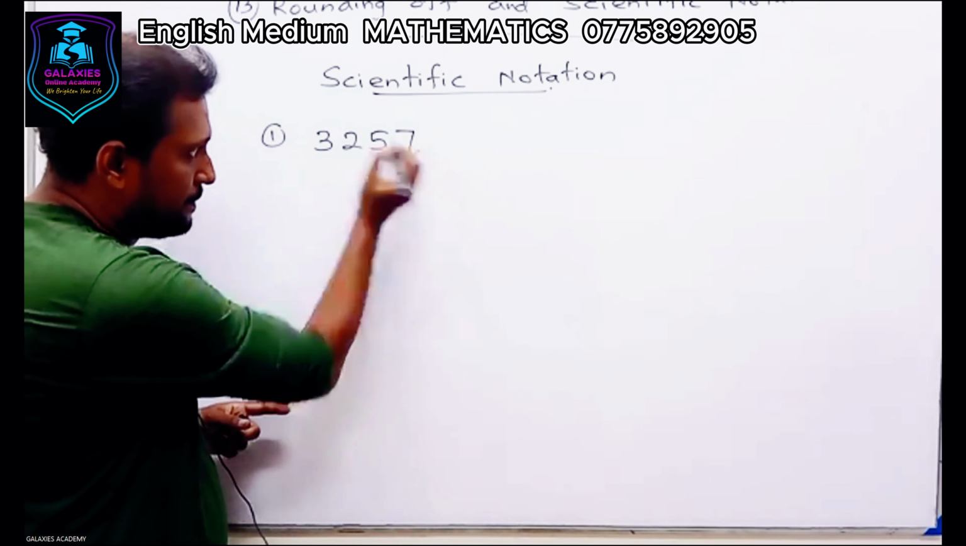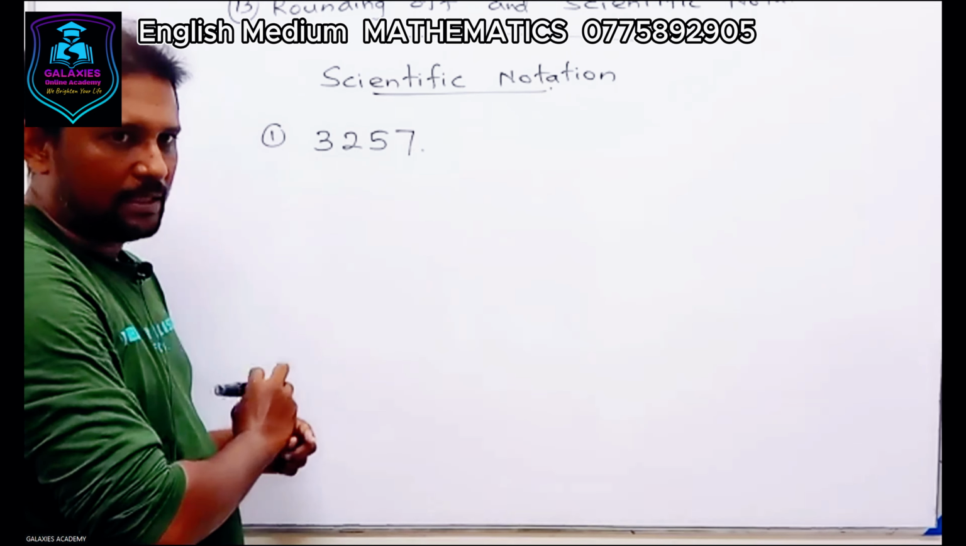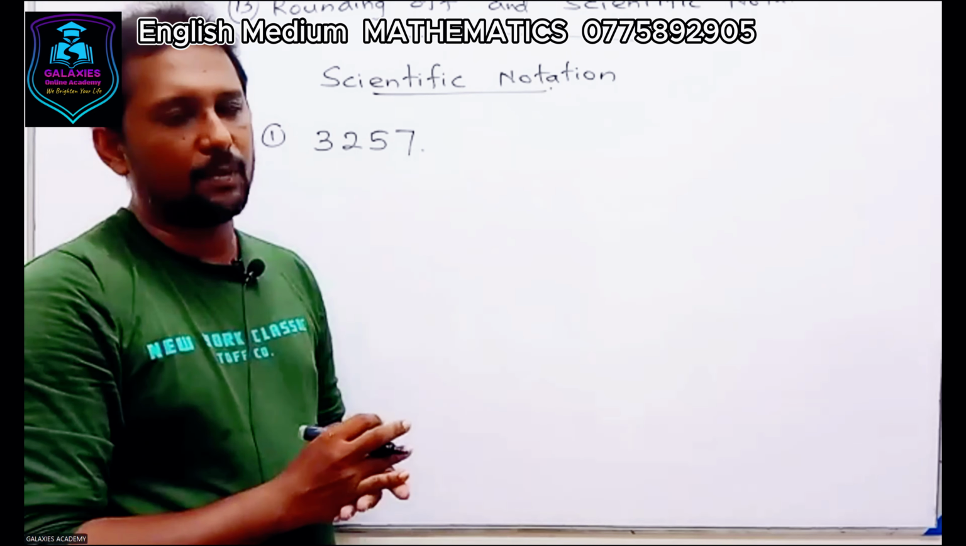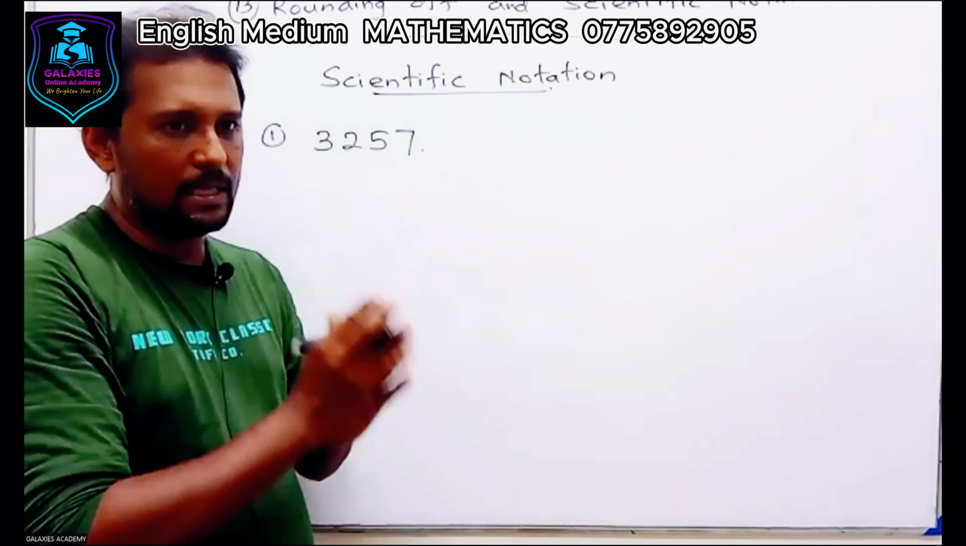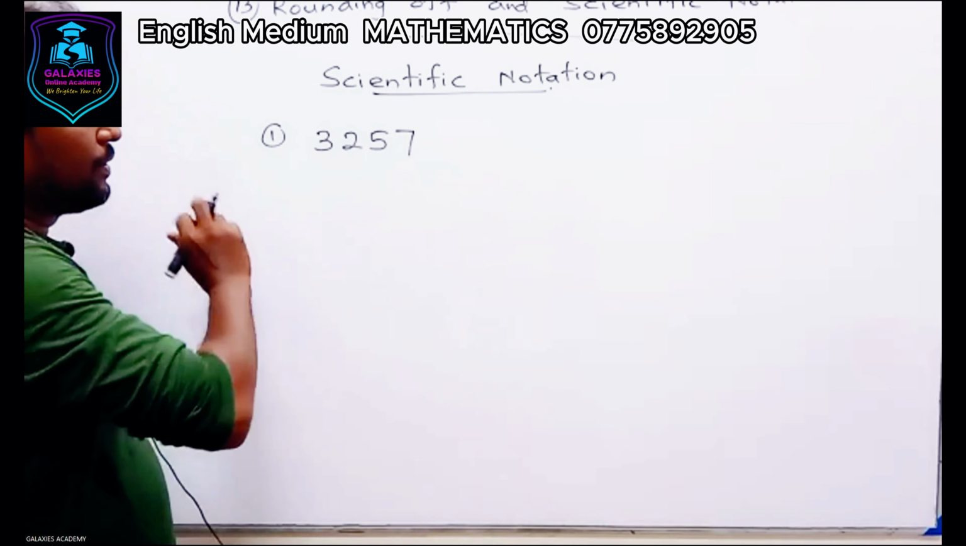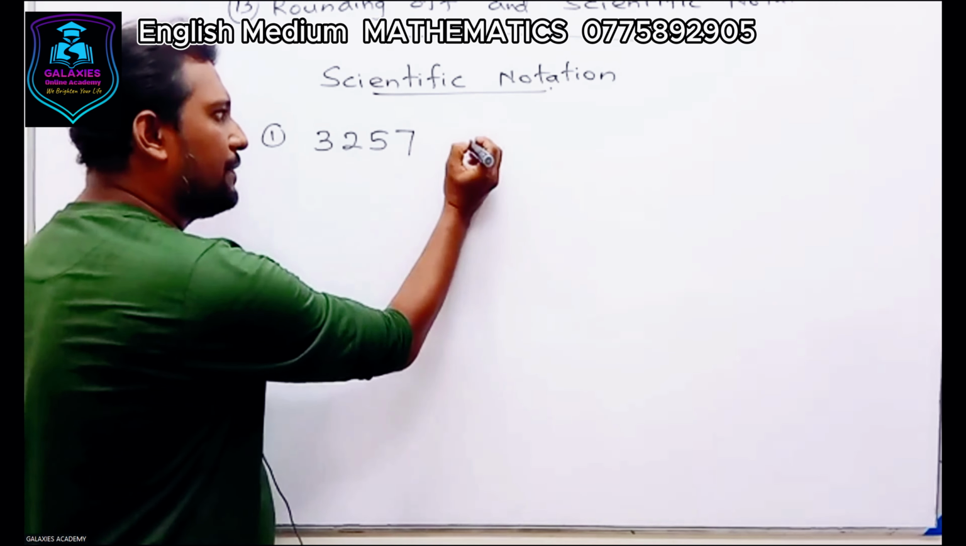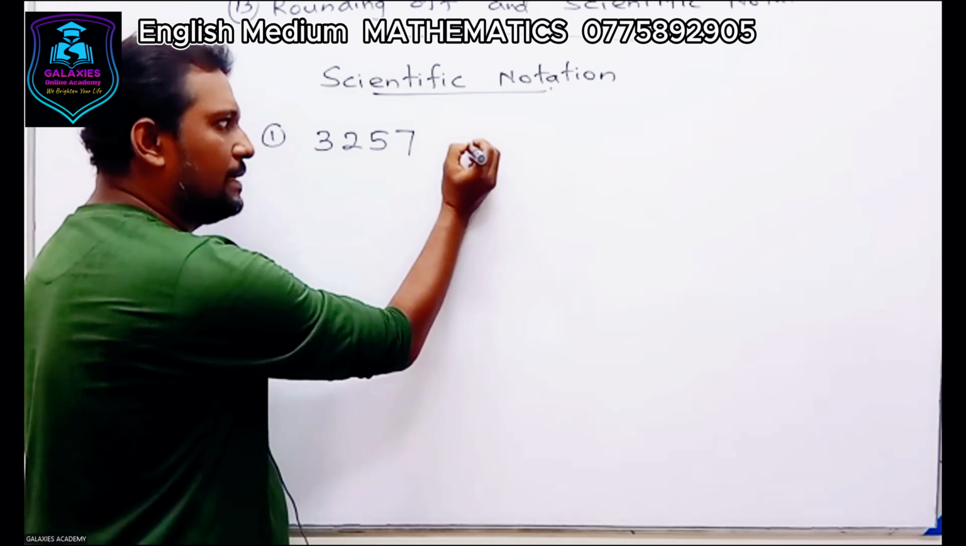Here, right? Here is where the decimal point of this number is. Right? In ordinary whole numbers we don't write the decimal point at the end, but it is there. Scientific notation is different from this general form of the number. Scientific notation is very easy.